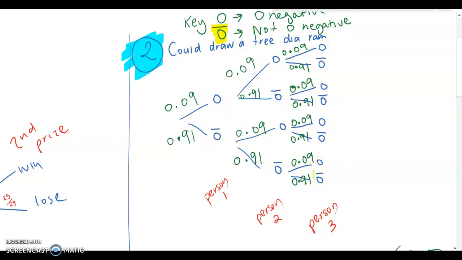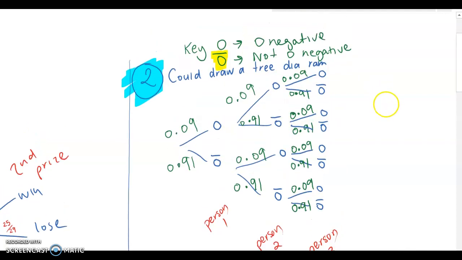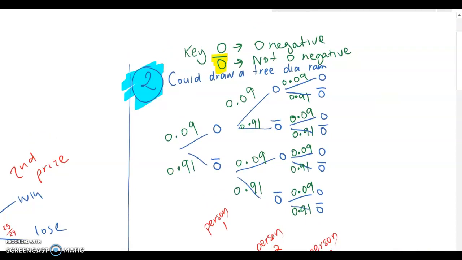So we've gone just as before, O negative, not O negative, O negative, not O negative, and we've gone along. I've put it in as a decimal. So we've got 9% of people being O negative. Therefore, because it has to add to 1, 91% or 0.91 are not O negative. And that's what our tree is going to look like. You can put, again, an outcome or a sample space at the side.